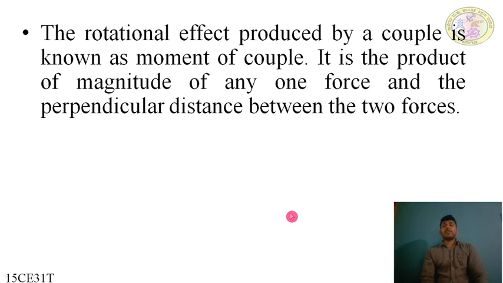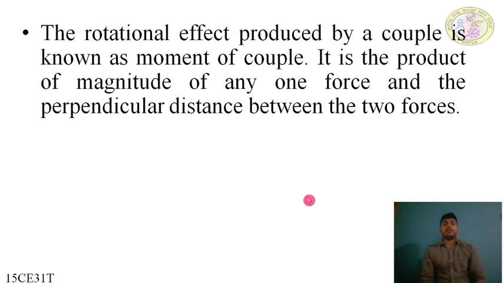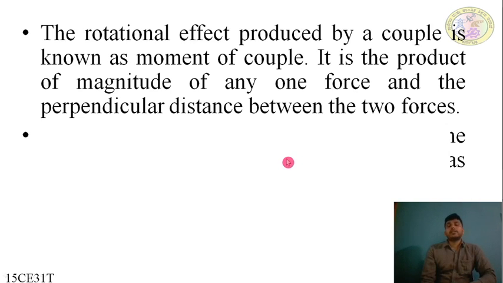The rotational effect produced by the couple is known as the moment of the couple. It is the product of the magnitude of either force and the perpendicular distance. A couple is a combination of two moments, and each is calculated in the same manner. Both moments are equal, so calculating one is sufficient.